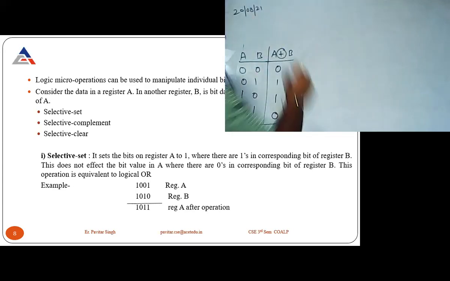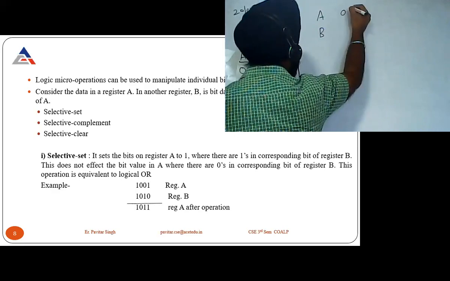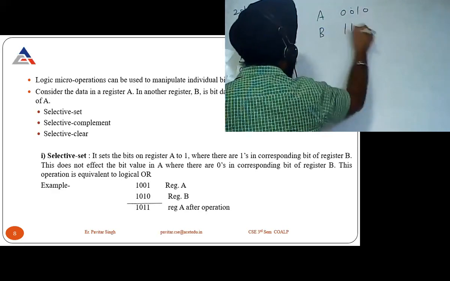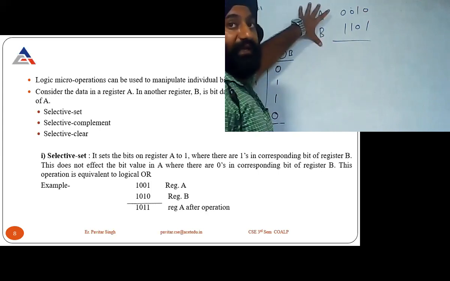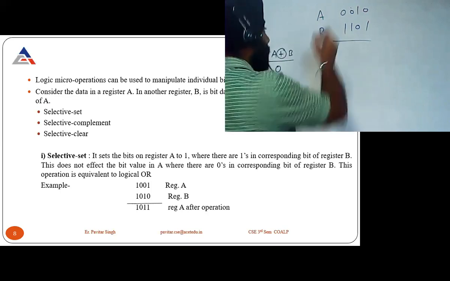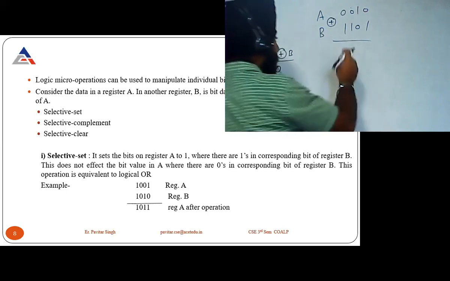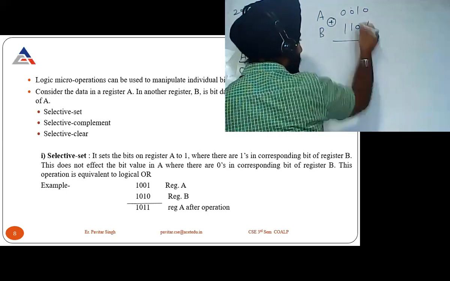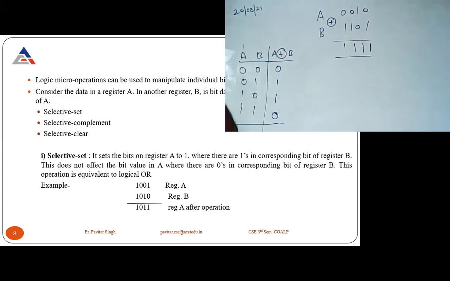So let's apply the operation upon A and B. For example, you have 0 0 1 0 and 1 1 0 1, right? So A and B registers are of 4 bits each. Here you need to apply the XOR. So what you will get is 1 1 1 1. Very good. So all 4 consecutive ones you will get after performing XOR.